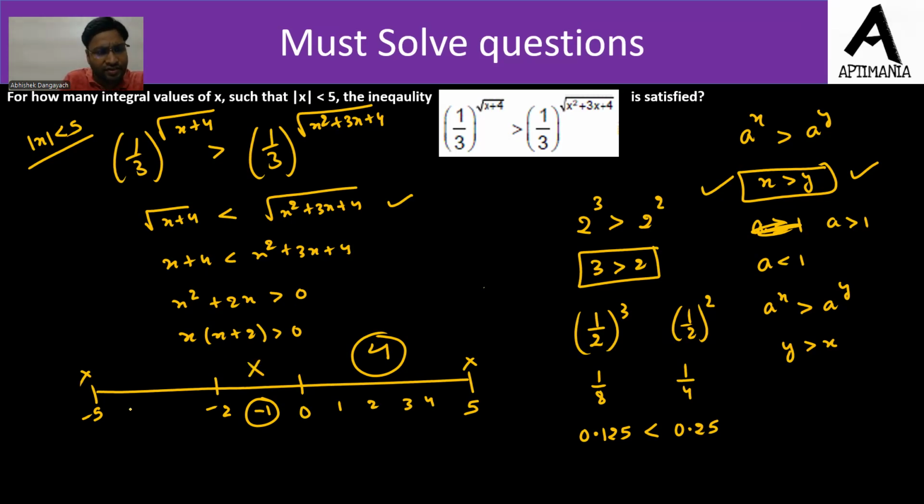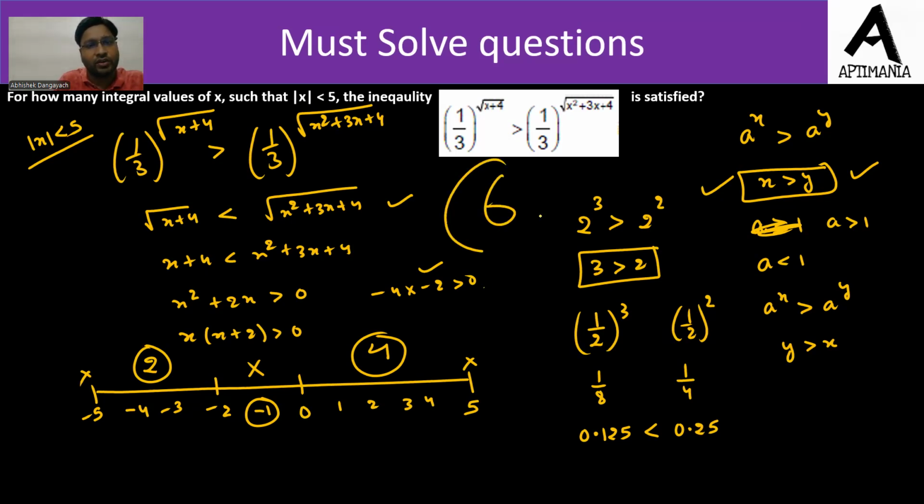And in this range, we have minus 4 and minus 3, two values. If we substitute any of the values, that will satisfy. Minus 4 into minus 2, that will be, yes, definitely greater than 0. So we have two values which are satisfying the condition over here and 4 from here. So in total, we have 6 values which satisfy. So the answer of this question is 6.